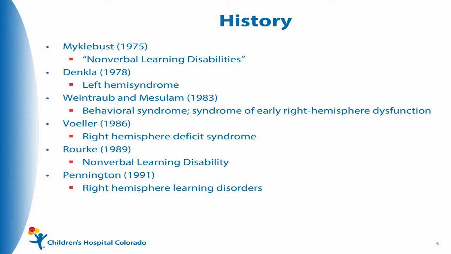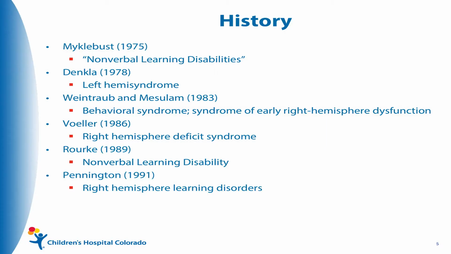Voeller again provided some further evidence for the idea of strengths with verbal reasoning and language-based academics within the context of weaker visual spatial and math skills, but also added some concerns about inattention, recognizing that there's a lot of variability in these presentations, that it wasn't as clear or as straightforward as we might have thought.